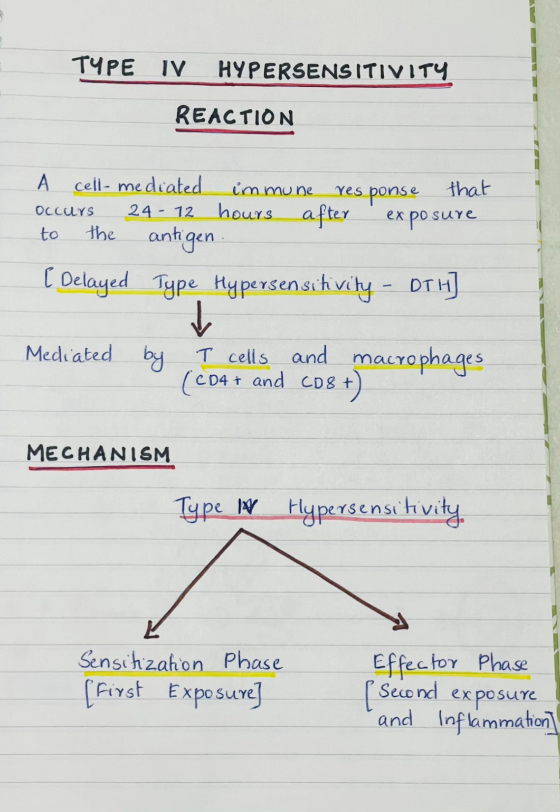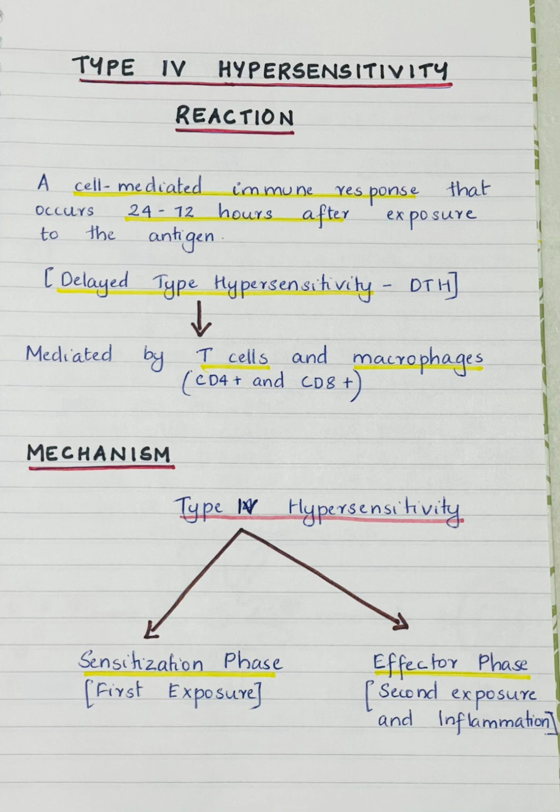In this video, we will be learning about type 4 hypersensitivity reaction in detail. Type 4 hypersensitivity is a cell-mediated immune response that occurs 24 to 72 hours after exposure to the antigen. As the immune response takes time to develop after antigen exposure, it is also known as delayed type hypersensitivity. Unlike other hypersensitivity reactions such as type 1, 2 and 3 hypersensitivities which involve antibodies, type 4 reactions are mediated by T cells and macrophages.